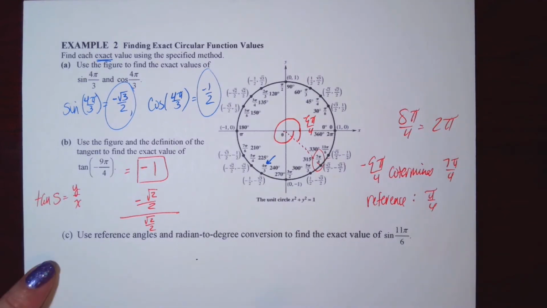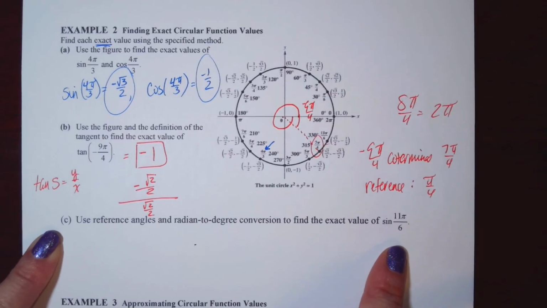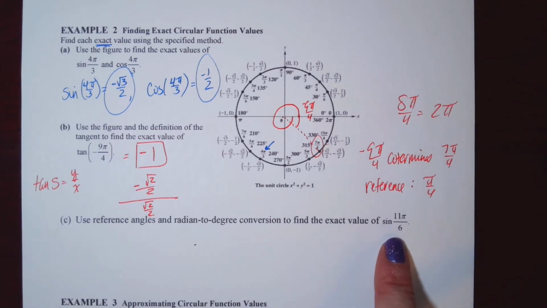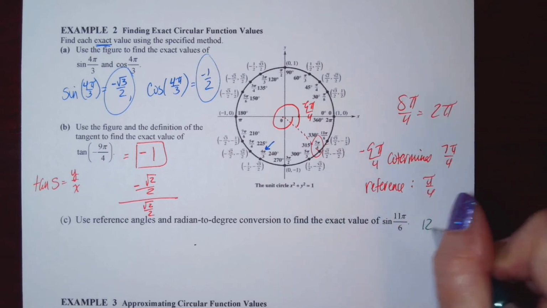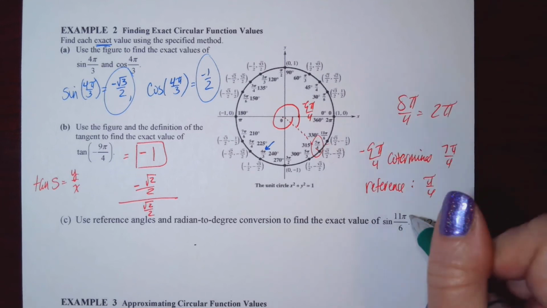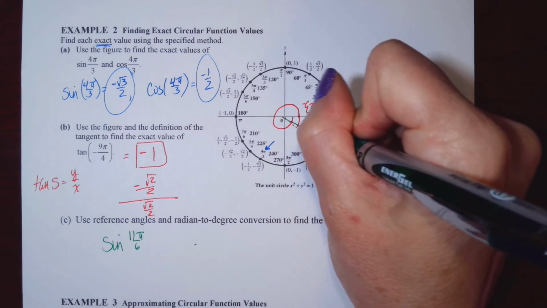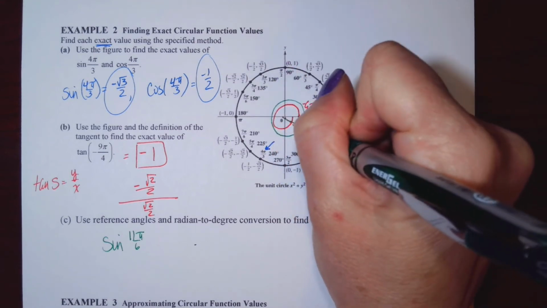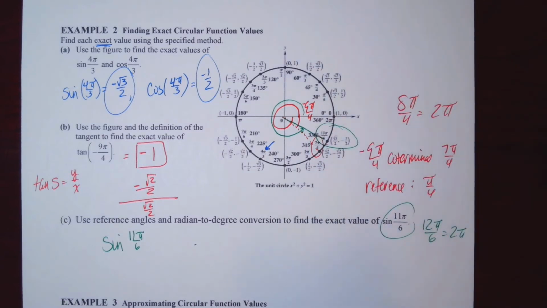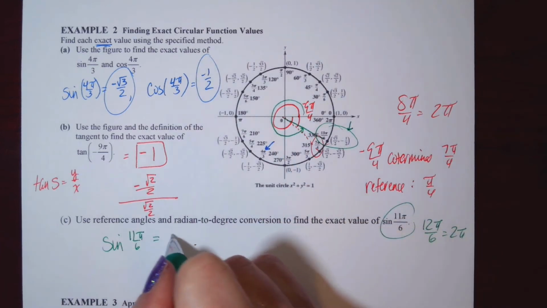All right. Use reference angles in radian to degree conversion to find the exact value of sine of 11 pi 6. I nearly skipped that one. Let's do the same thing again, 11 pi 6. Well, where are we in relation to my rotations? 12 pi 6 would be 2 pi. So I am 1 pi 6 short of that. Sine of 11 pi 6 is right here in quadrant 4. So that angle right there is my 11 pi 6. Sine function value is the y value. So that is a -1/2.